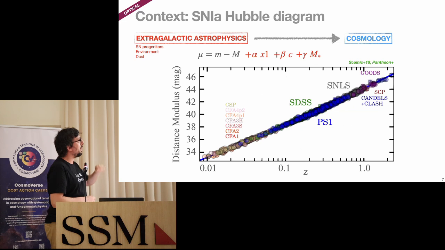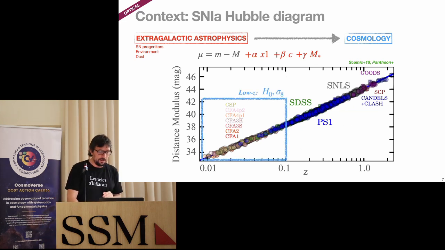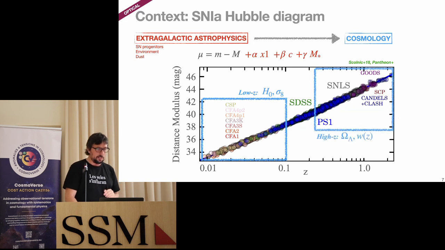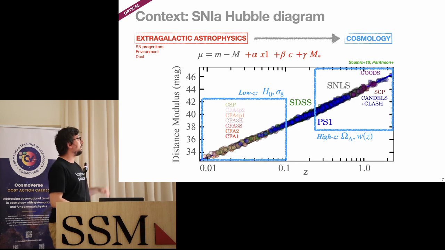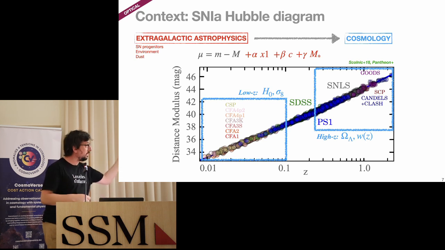is another example from Pantheon plus, the Hubble diagram. And what this allows us is, at low redshift, to constrain cosmological parameters, H0 and sigma 8 in this case, and at high redshift the components of the densities and, in this case, the equation of state, one of the parameters of dark energy.